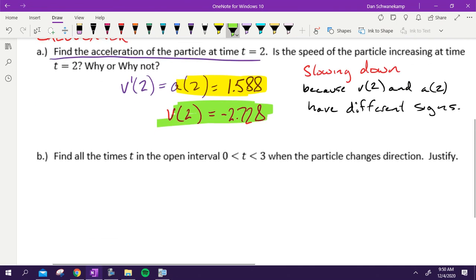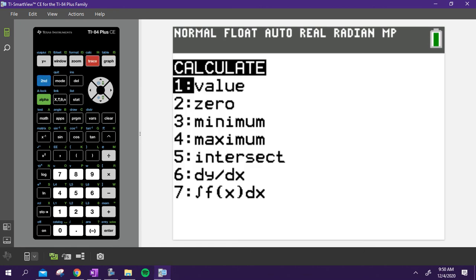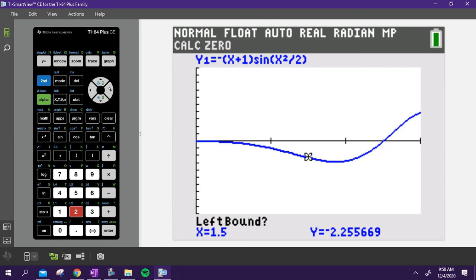On letter B, it says find the times on the open interval from 0 to 3 when the particle changes directions. Justify. Show me with your fingers how many times does this thing change directions? Uno. Second, calculate. What am I going to calculate here? Calculate the zeros. I'm going to move this thing on my screen to the left of that 0. So I'm going to go to the left, hit enter, go to the right, hit enter a third time. Boom, that is my answer.